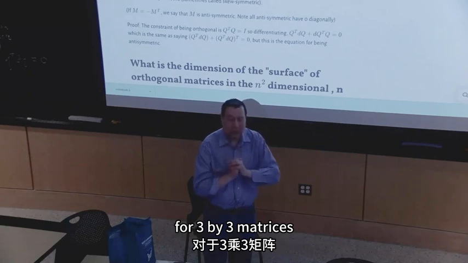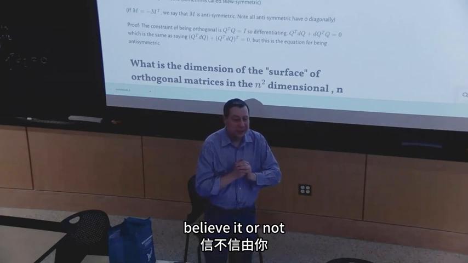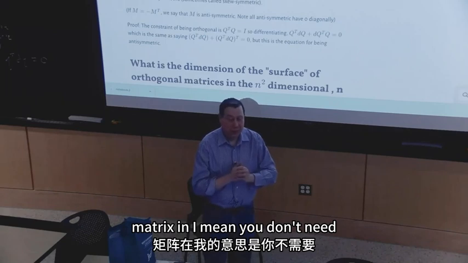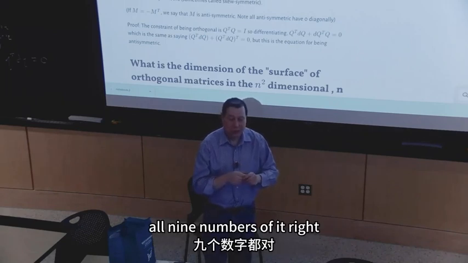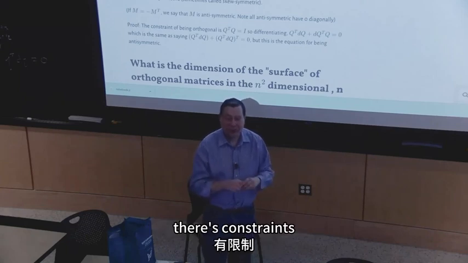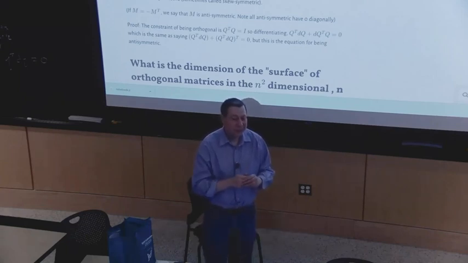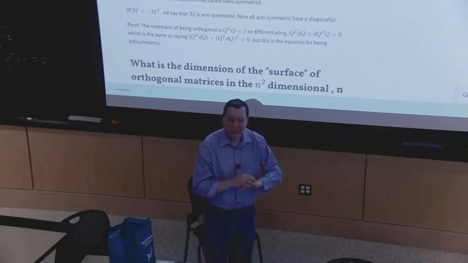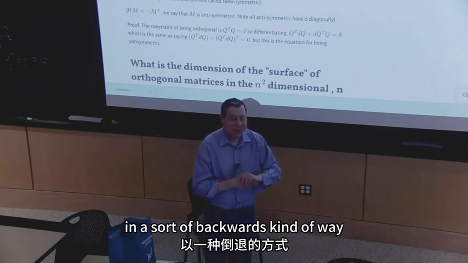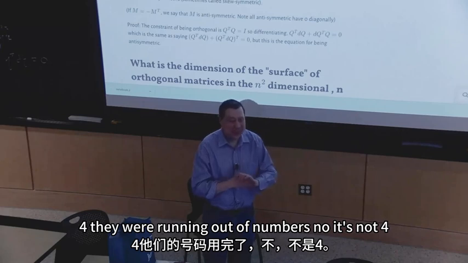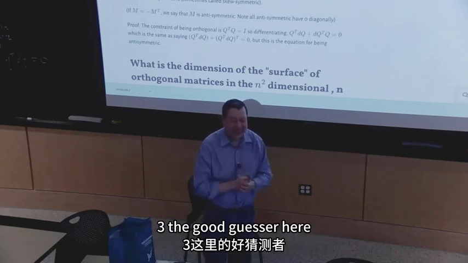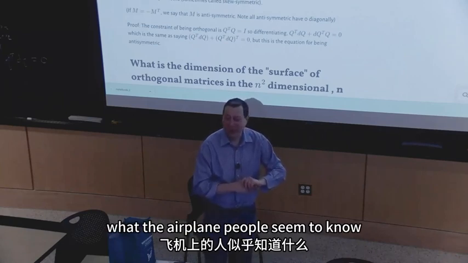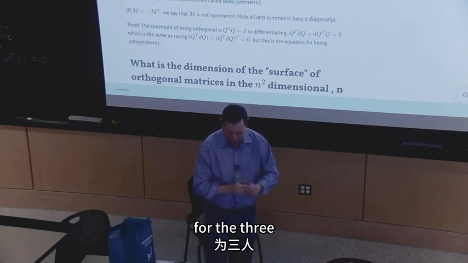For 3 by 3 matrices, people who fly airplanes know the answer to this, believe it or not. Do you know how many parameters describe an orthogonal matrix? You don't need all 9 numbers of it, right? There are constraints. You want to guess? It's not 2. It's not 6, but 6 is on the right track in a sort of backwards kind of way. 4? We're running out of numbers. No, it's not 4. 3. The good guesser here, I'll give this man a prize. Roll, pitch, and yaw are what the airplane people seem to know. That's what they've named the 3.